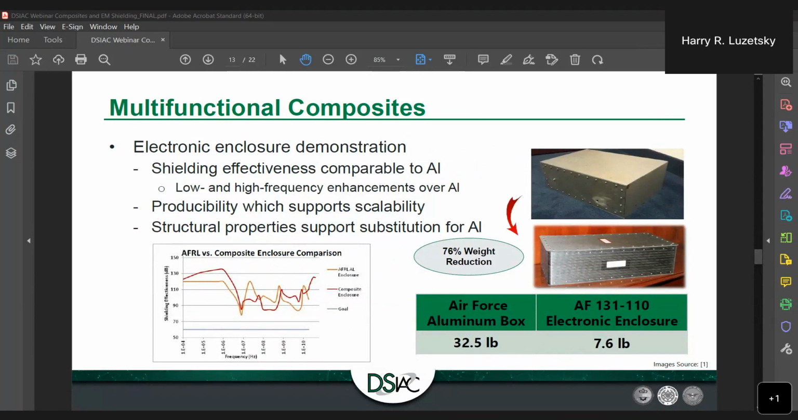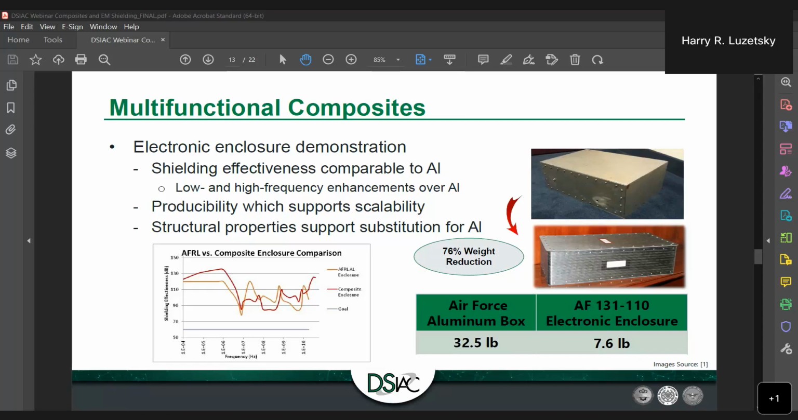In dealing with a multifunctional composite, the idea is that you want to maintain the multifunctional aspect of it, in which case you are working with a system that provides structural characteristics but also electromagnetic shielding. When you do this, the goal is a significant weight reduction. The Air Force box that we were given for this particular program weighed in at 32.5 pounds. We came in with an electronic enclosure box of 7.6 pounds. So that's a 76% weight reduction, which is quite significant.